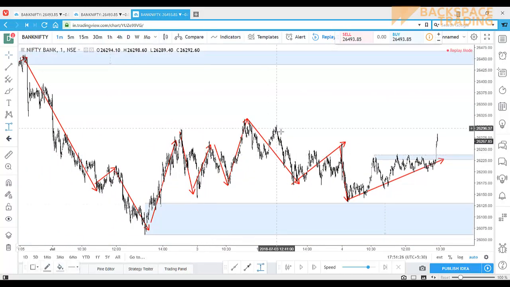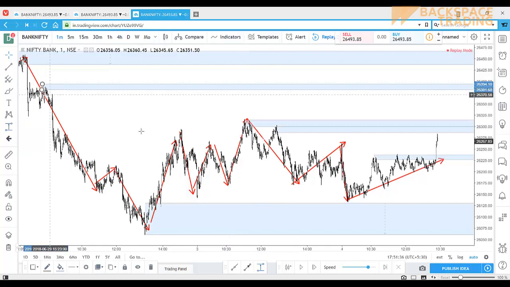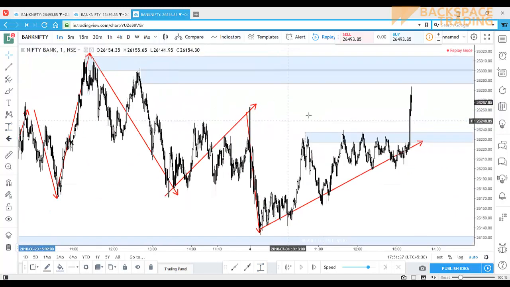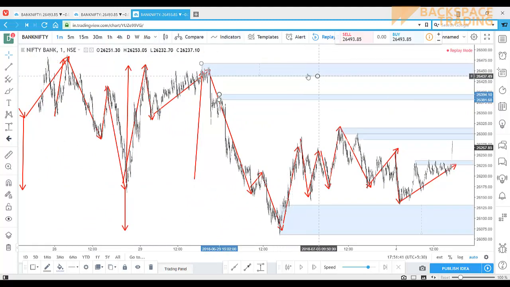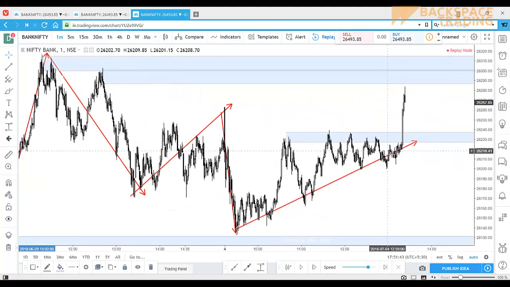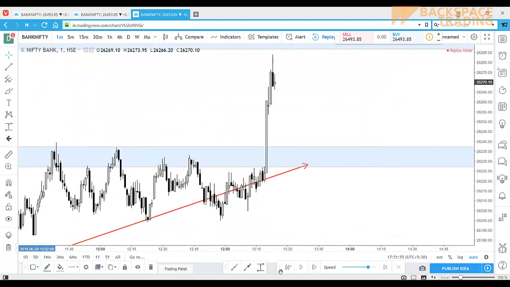Marking the same over here as well. Right, there is a mini resistance. See, these are small resistances. Okay, our major resistance is above, at least over here, so we are good. I'm marking these for my own purpose so that I can enter again. Okay, in 1 minute let's see how price is reacting.